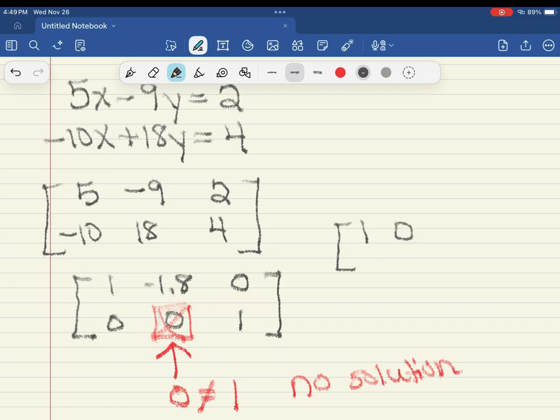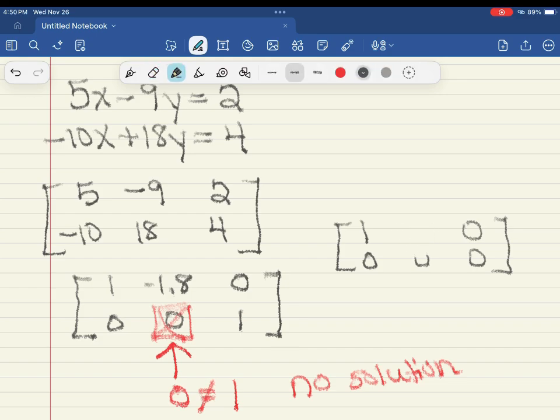So let's say you did the solution and you got something like this. Let me show you the difference. This one is no solution, but let me write another one out. Let's say I put 1, negative 1.8, 0, and 0, 0, 0 at the bottom. You know what? I'm changing this negative 1.8 to a 0.